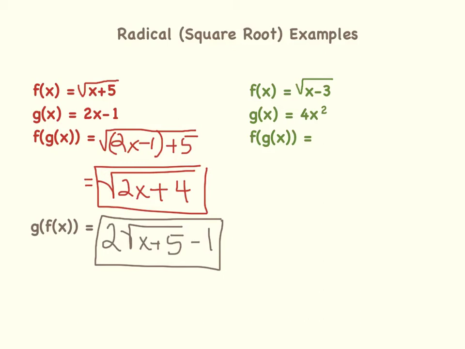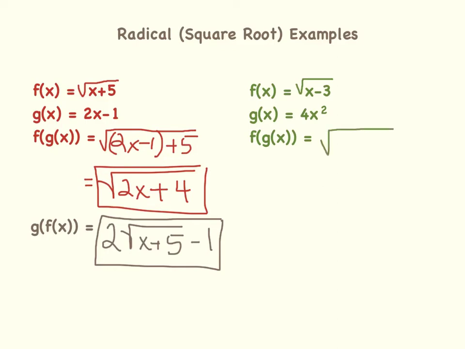Now let's move on to the green example. We have f of x equals the square root of x minus 3, g of x equals 4x squared, and we're asked to find f of g of x. So let's get started. So I will take what g of x is equal to, and I will substitute it for the x in the f equation. So that's going to look like this.